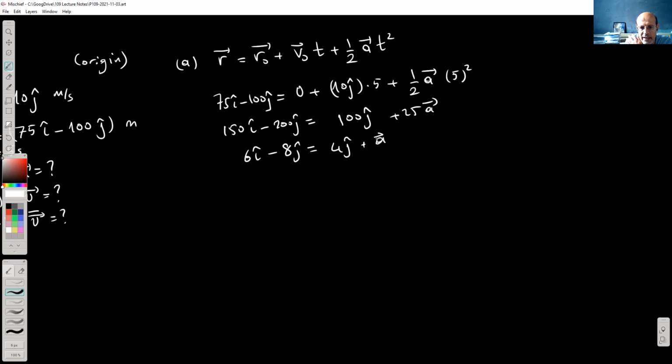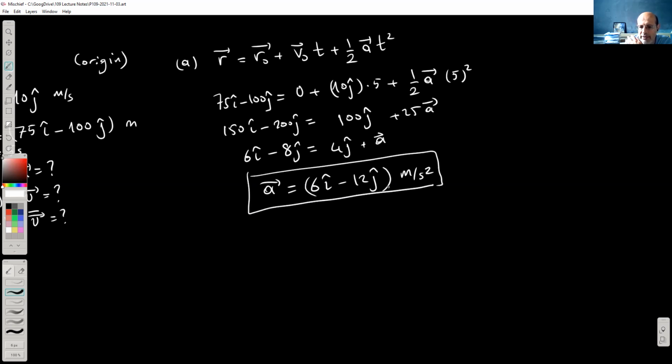All right. So therefore, the acceleration is 6i minus 12j meters per second squared. Okay. I could have solved the problem by components. I would reach the same result, but in any case, that's the correct answer.